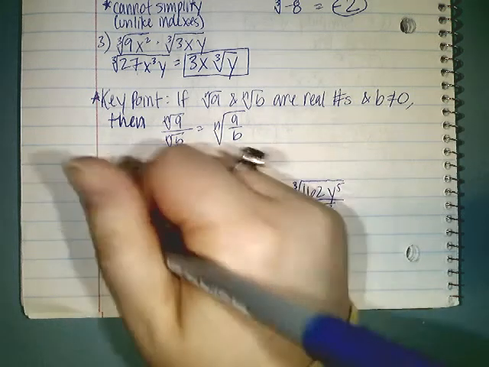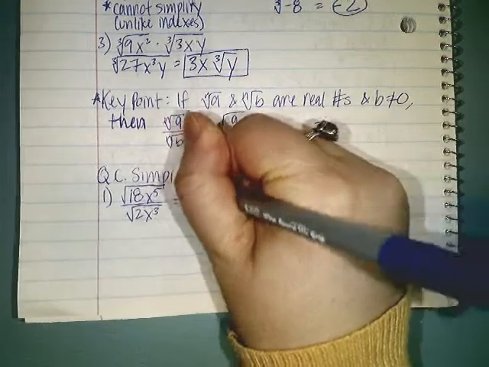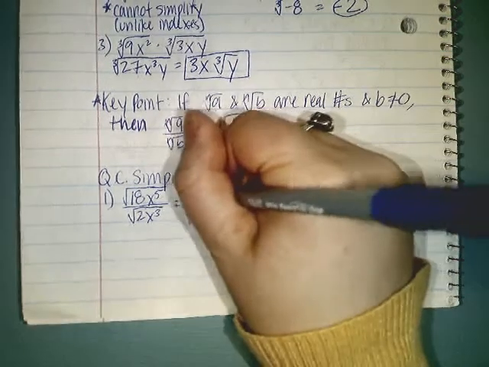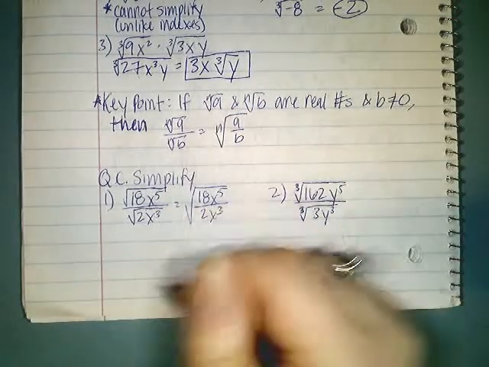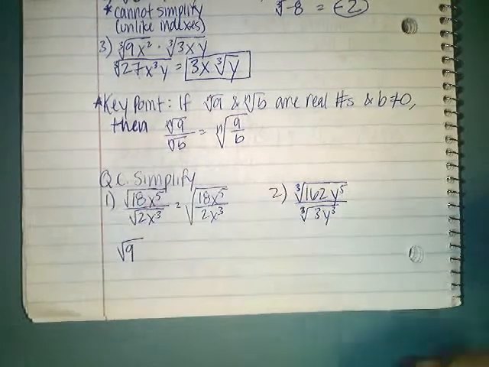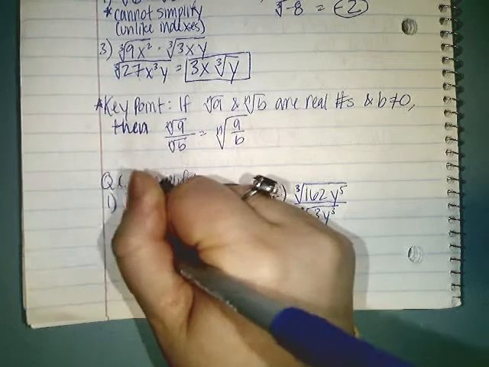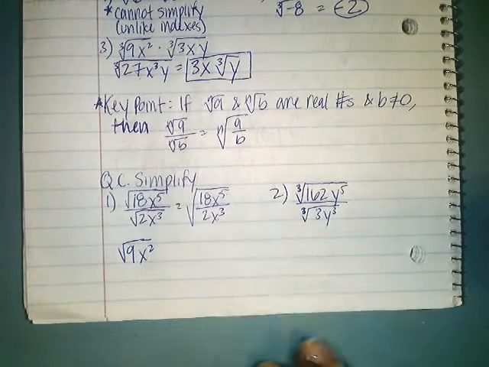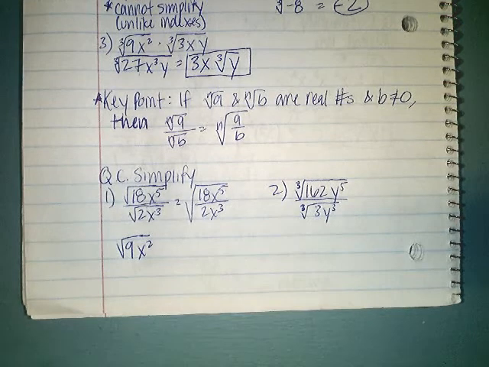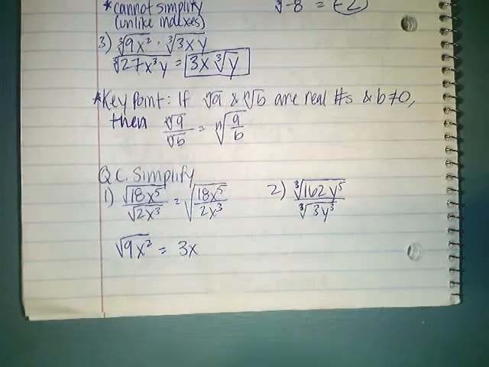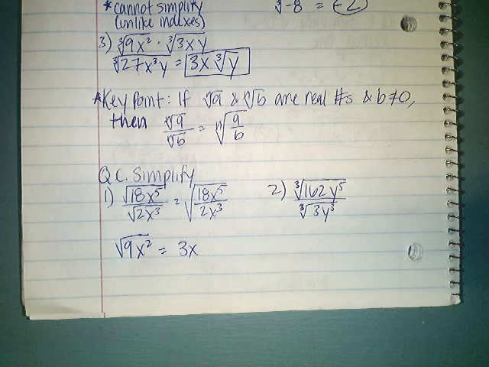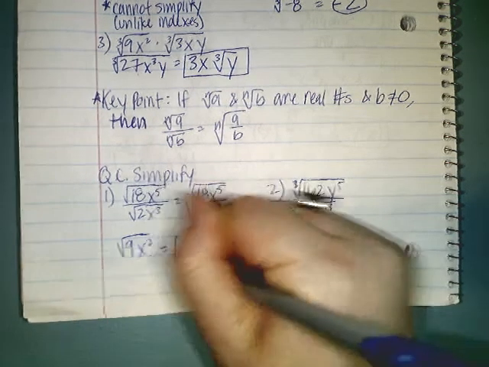Okay, so the first one, I'm going to rewrite this as the one under one radical. So I have the square root of 18x to the 5th over 2x cubed. 18 divided by 2 is going to be 9. x to the 5th divided by x to the 3rd is x squared. So again, since I'm dividing, I subtract their exponents. One of the reasons we spent some time practicing all of our exponent rules. So the square root of 9x squared is just going to be 3x. So that is my answer for that one.